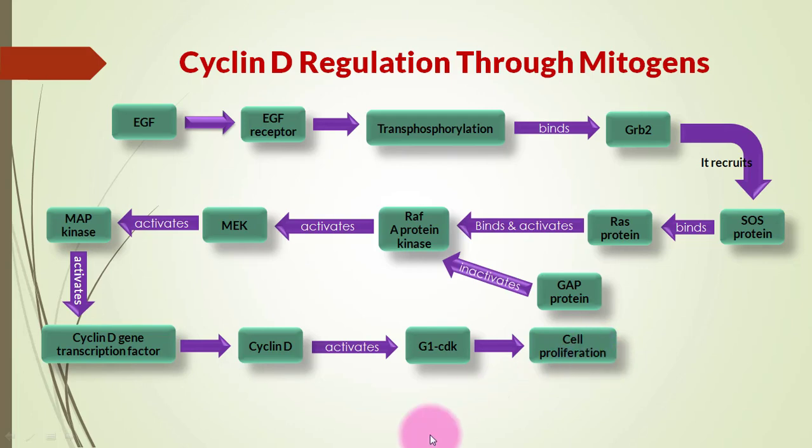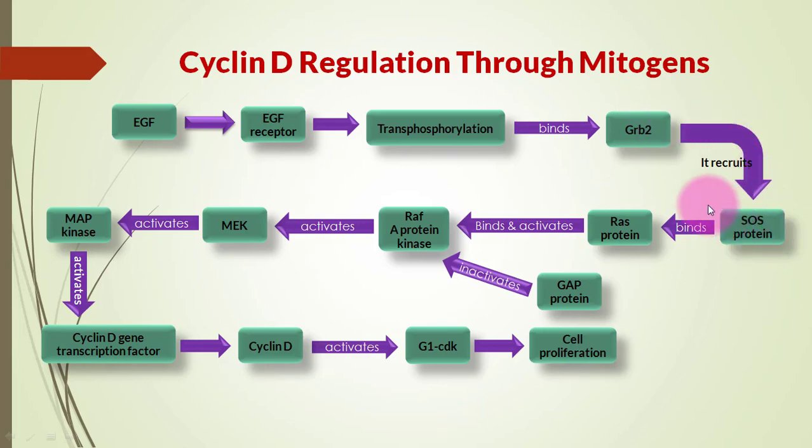So from the beginning, the cell is in the G0 phase. It's not a dividing cell. When EGF, epidermal growth factor, is released and binds to a receptor, the EGF receptor, this will lead to a transphosphorylation of the receptor, the cytoplasmic domain. The phosphorylated domain will be the site where the GRB2 protein will bind. The bound GRB2 protein will recruit an SOS protein.